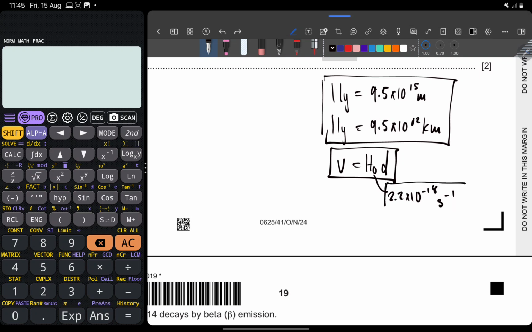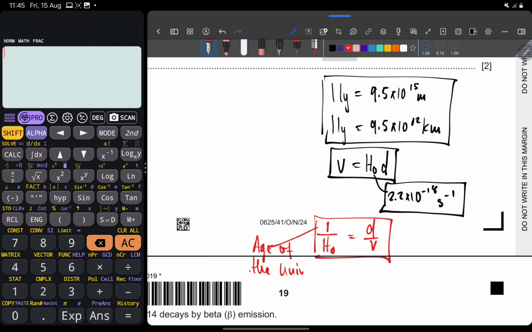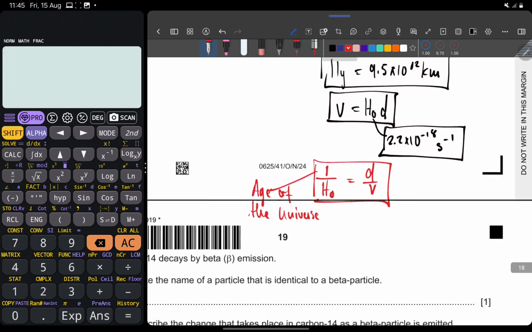2.2 times 10 to the negative 18, so you would remember it. Then remember that 1 over H0, which is the same as D over V, will give me the age of the universe. Then I had the orbital speed, which is 2 pi r over the period, the time it takes to go around one complete revolution. It gives me the speed that something is going around at, and I would be done. Just some other basic things, but this is going to be it.